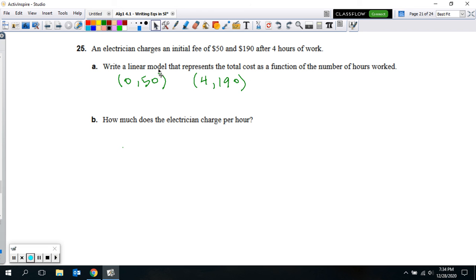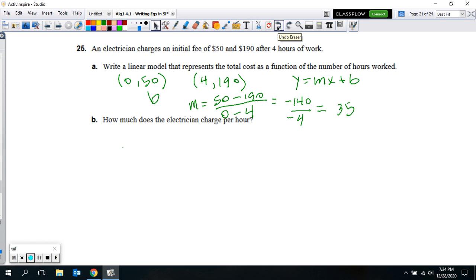So using those 2 ordered pairs, we can do the same thing we've been doing and find our slope. Using y equals mx plus b, we'll fill it in eventually. Our b, first of all, we know is 50, but for the slope, we're going to start off with 50 minus 190 on top, and then 0 minus 4 on the bottom. Well, 50 minus 190 gives us negative 140, over negative 4. And we reduce that, and we find that it equals 35. So it's a positive number. It should be positive because the slope is an amount of money, and money is going to want to be positive.